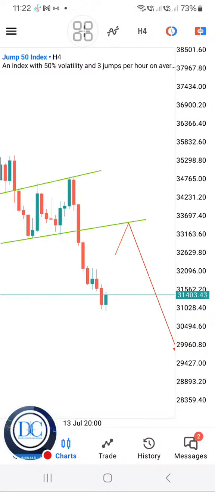So maybe this was a fake out and then price will move upwards. You end up losing money. But if you wait for a breakout and then you wait for a retest, then I think with that you can be in a position to be safe when you're trading.